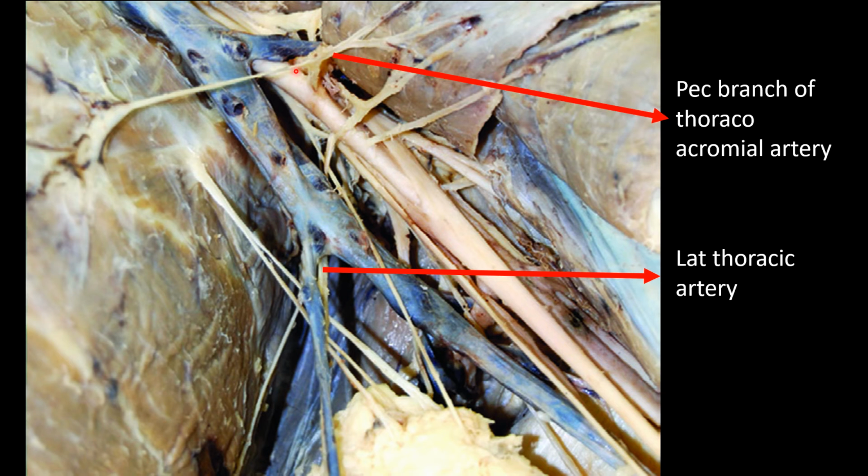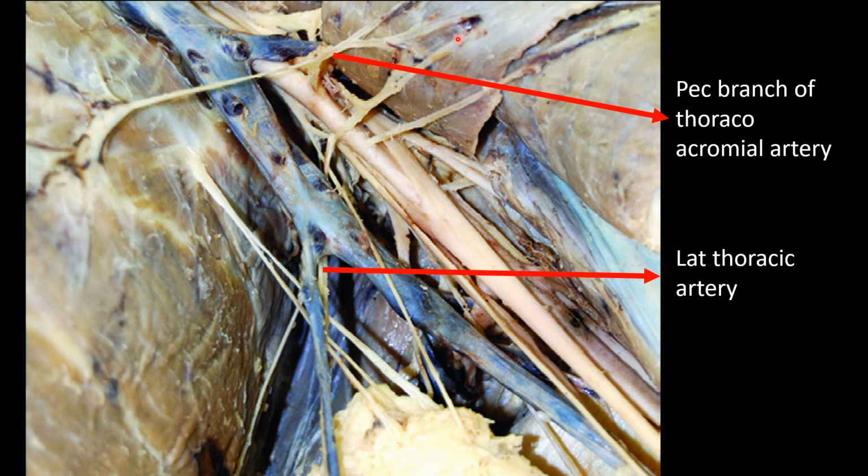So the four branches are pectoral branch, acromion branch, deltoid branch, and then clavicular branch. So remember the acromion branch, deltoid branch, and also the clavicular branch. All three arteries are running upwards and laterally.